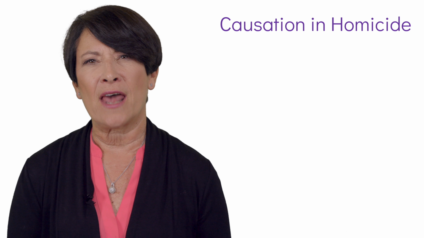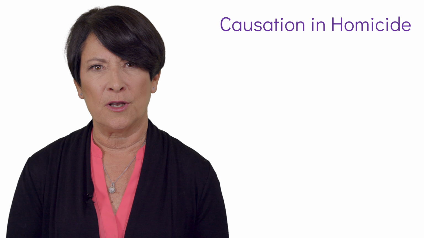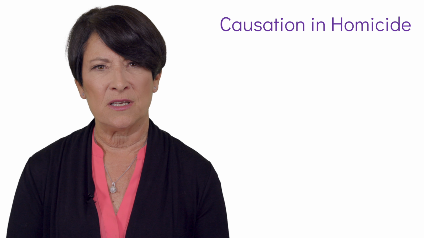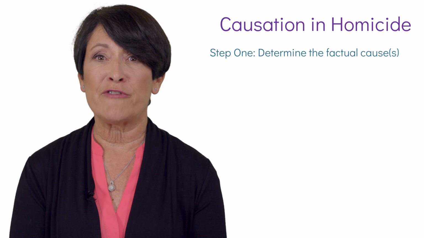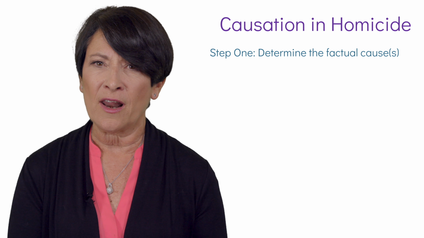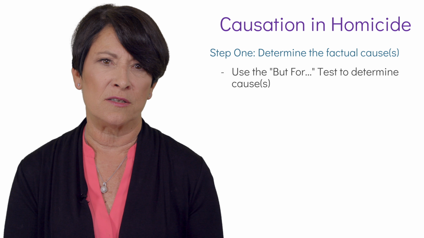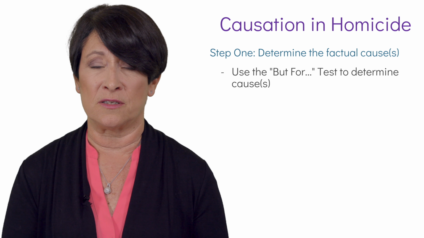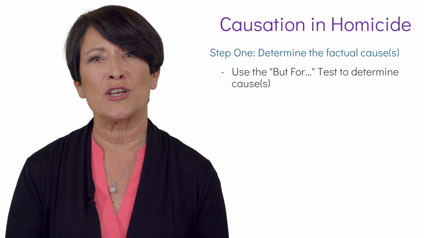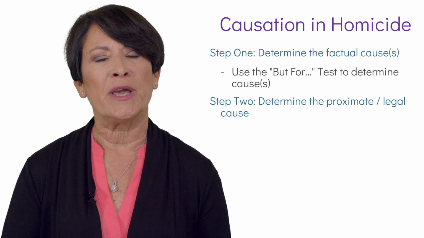To recap how to analyze causation in a homicide, remember we're going to do 2 steps. Step 1, we're going to determine the factual causes. For that, I want you to use the but-for test to find possible factual causes. You might find 2 causes. Once you've determined the factual causes, step 2 kicks in.